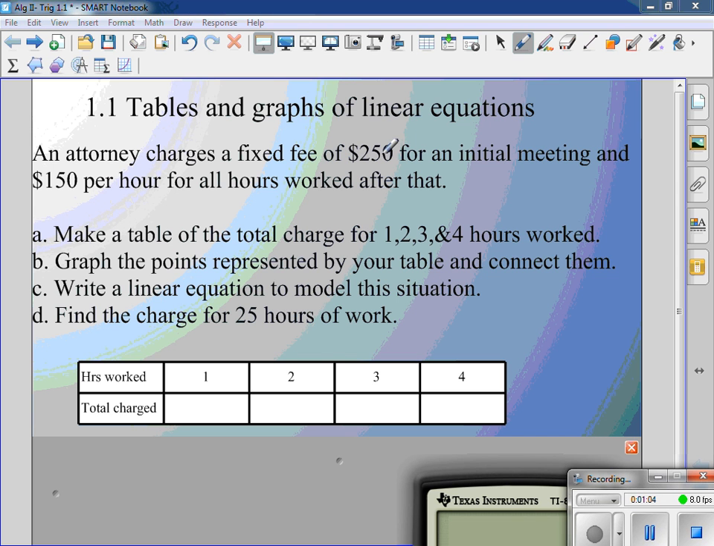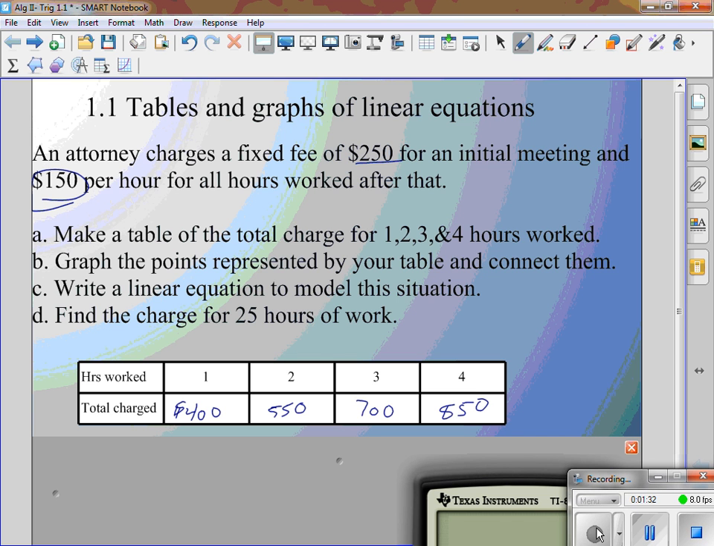So regardless, it's $250 to talk to them on the phone. Every hour is $150. So after 1 hour, they're going to charge you $400. For 2 hours, it's 2 times 150 plus your initial $250, and it's $550. The next one is $700, and the last one is $850.